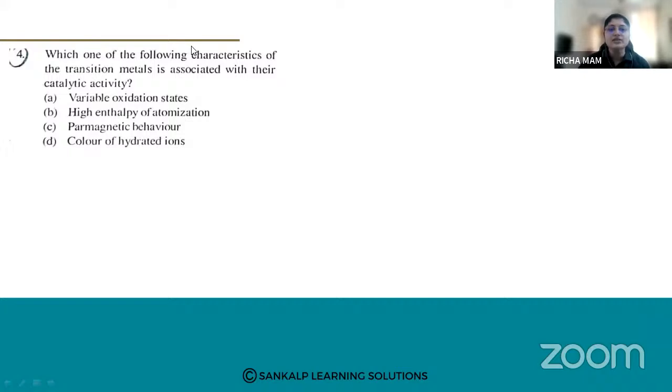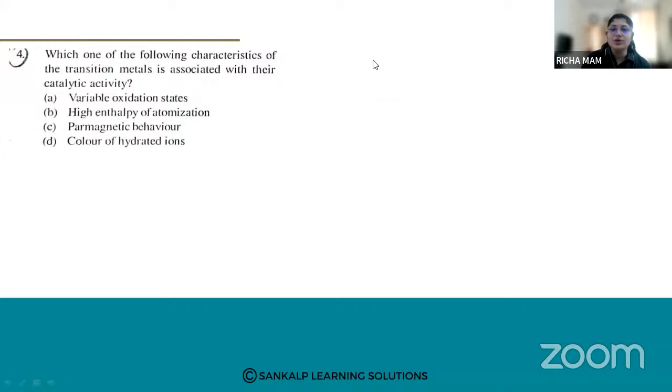What is the catalytic property associated with? There are a few general characteristics shown by the transition metals. Catalytic activity is one of them; most transition metals act as catalysts. Catalytic activity means they can be used as a catalyst, helping to speed up the reaction. With which other property is it associated? Pavitra, Shivganga, Aishu, Suma, and Basavaraj have answered A. Yes, A is the correct answer.